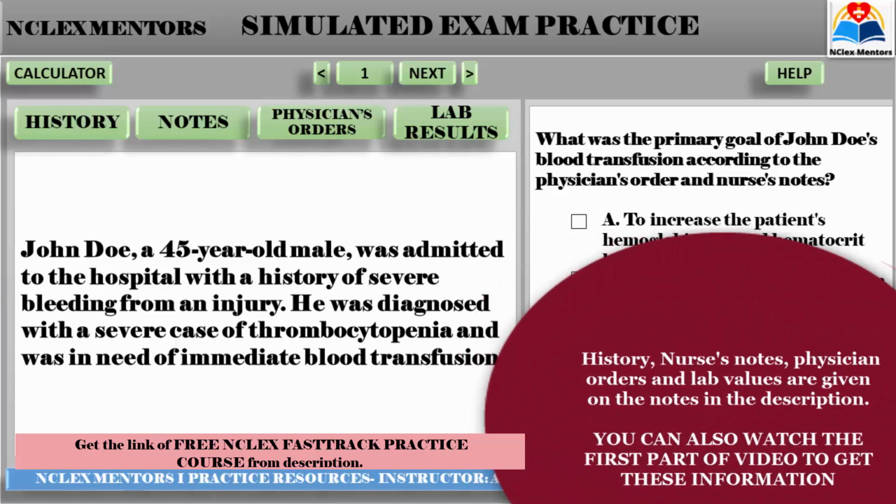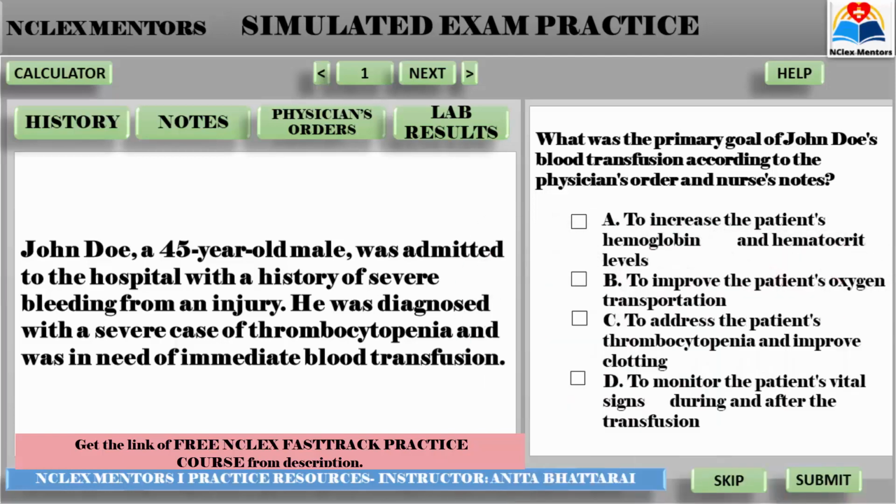What was the primary goal of John Doe's blood transfusion according to the physician's order and nurse's notes? A. To increase the patient's hemoglobin and hematocrit levels. B. To improve the patient's oxygen transportation. C. To address the patient's thrombocytopenia and improve clotting. D. To monitor the patient's vital signs during and after the transfusion.